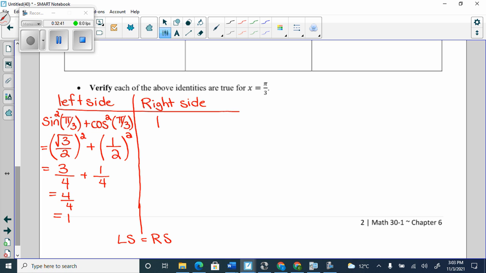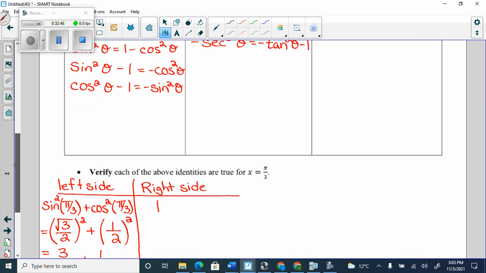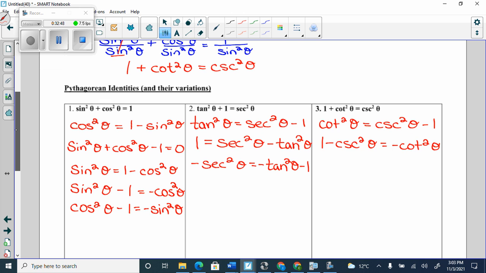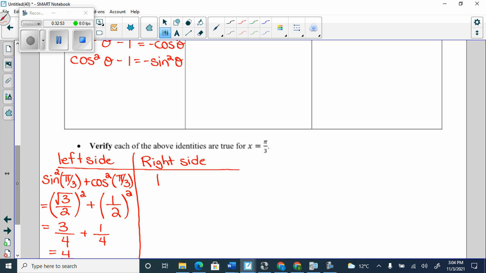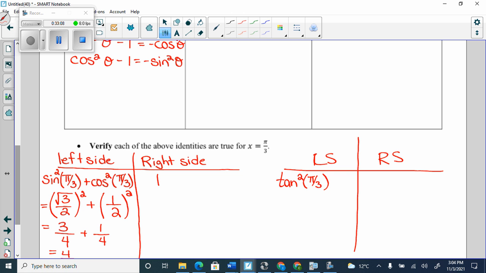The next one. We'll do one more. So we're going to do tan squared theta plus 1 equals secant squared theta. Don't put the wrong side. Tan squared theta, where theta is pi over 3. 1 plus tan squared. Oops. Secant squared theta.